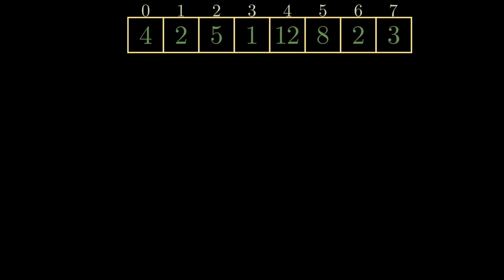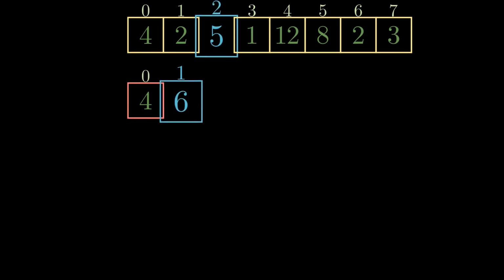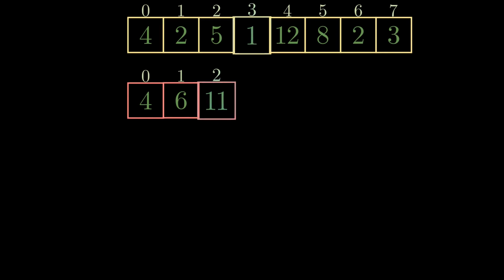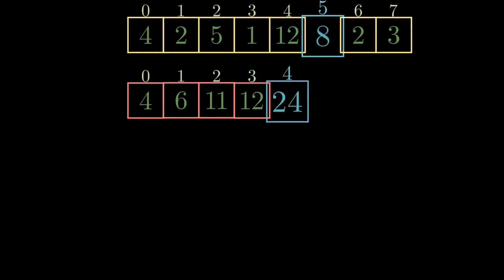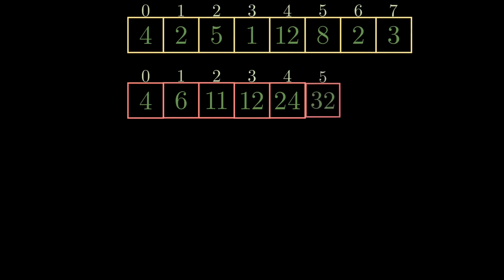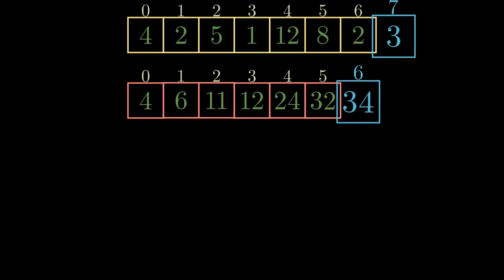So the sum of the first prefix is actually equal to the value itself. So the first prefix will be equal to 4. And to get the next prefix, we simply add the last prefix to the value of A at index 1. And we get 6. Then we continue this way, we get 11, then 12, then 24, then 32, 34, and finally 37.